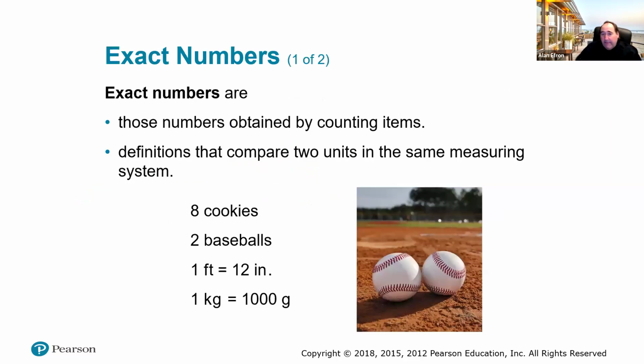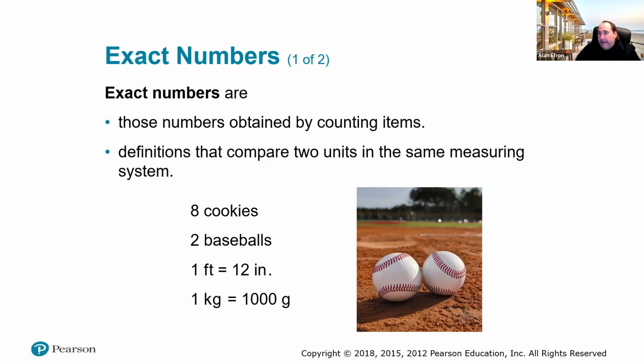So let's talk about another type of number. So up until this point where we talk about significant figures, these are measured numbers for the most part. And measured numbers are pretty much what it sounds like. It usually comes from some type of measurement. They have a certain number of significant figures. The other type of number that we come across is one that's considered an exact number.